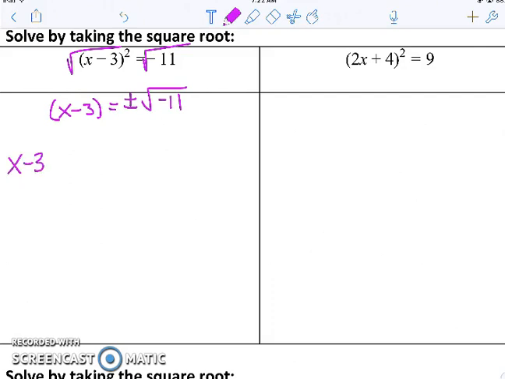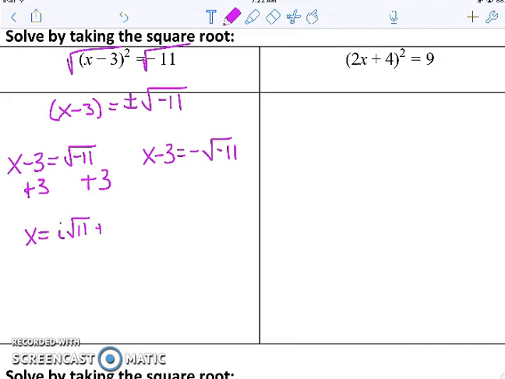So x minus 3 equals the positive square root of negative 11, and x minus 3 equals negative square root of negative 11. Well, I'm going to add 3 to each side. So we have x equals, and since there's a negative, I'm going to pull out an i, plus 3. And then this one again, add 3. So we have x equals negative i square root of 11 plus 3.